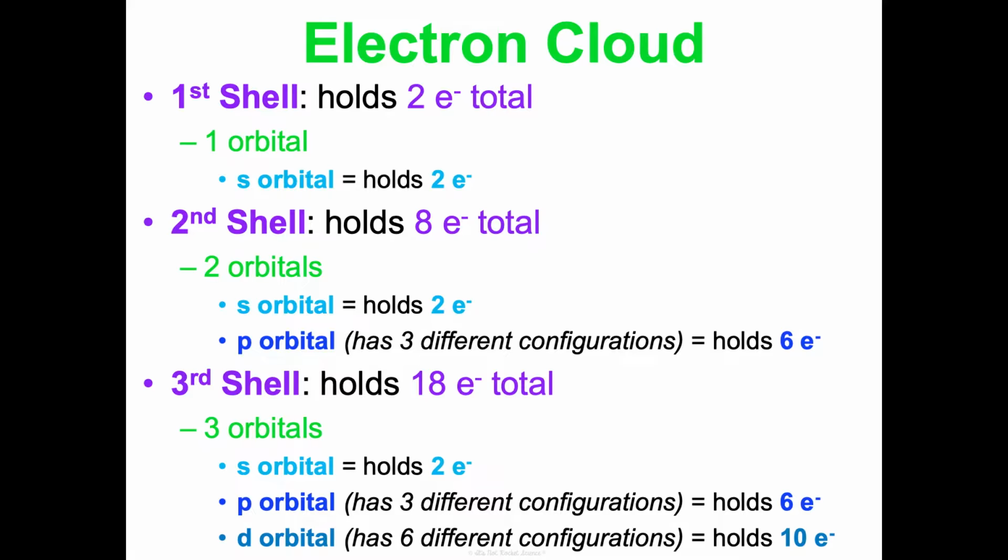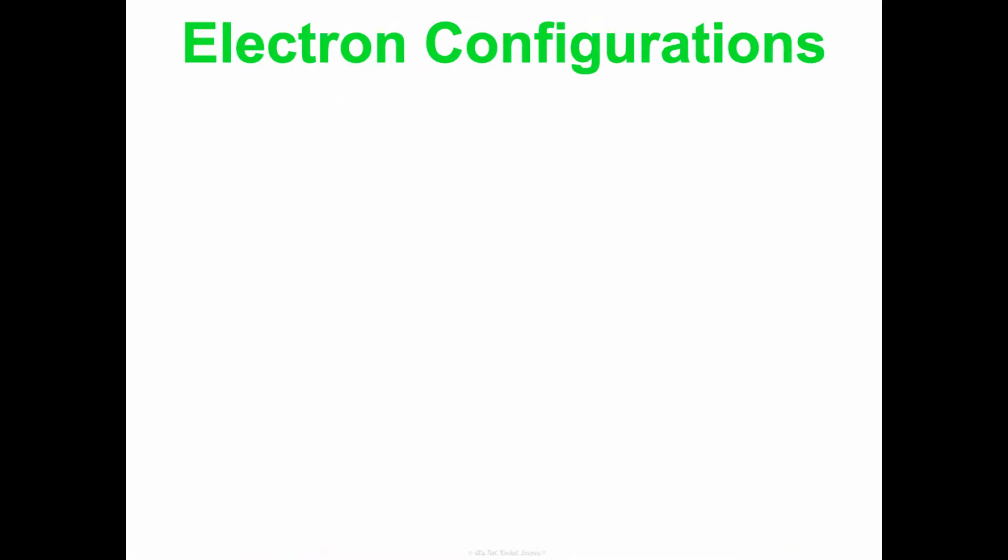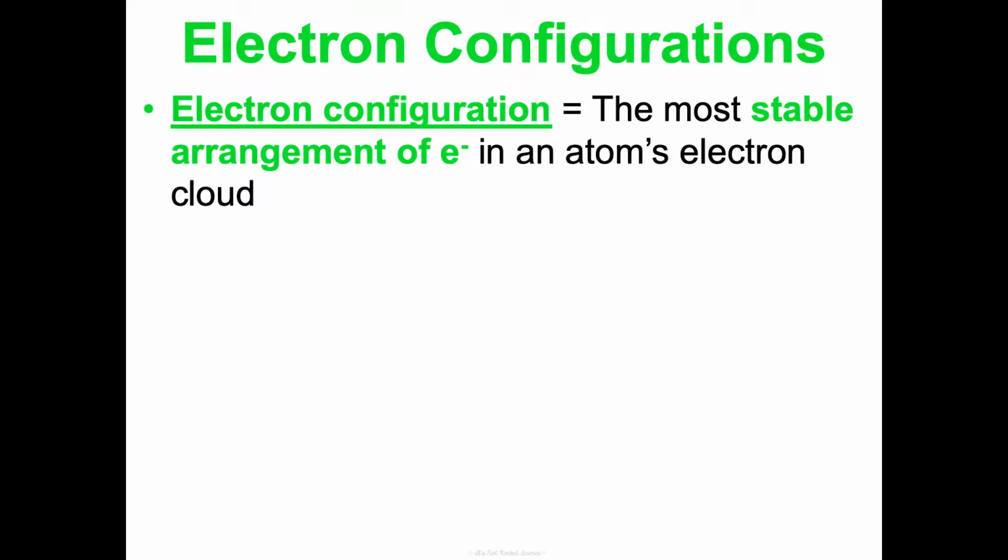So for my purposes, this is enough for us. Okay, so what does this have to do? What do these configurations mean? So the electron configuration is the most stable arrangement of electrons in an atom's electron cloud. So we're trying to just figure out what's the most likely arrangement of where these electrons are going to be.